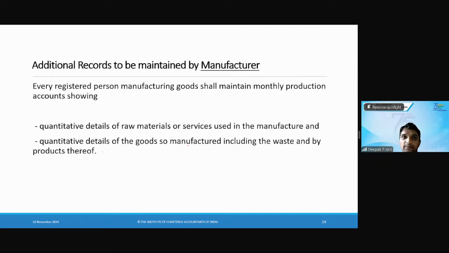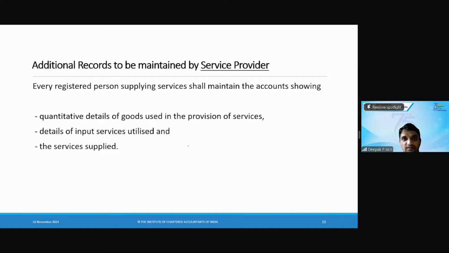बाद जो वेस्ट और बाई प्रोडक्ट होता है उसका भी डिटेल्स रखना जरूरी है, क्योंकि वेस्ट और बाई प्रोडक्ट्स भी जब सेल करते हैं उसके ऊपर भी टैक्स लगता है. तो these records have to be maintained by the manufacturer.